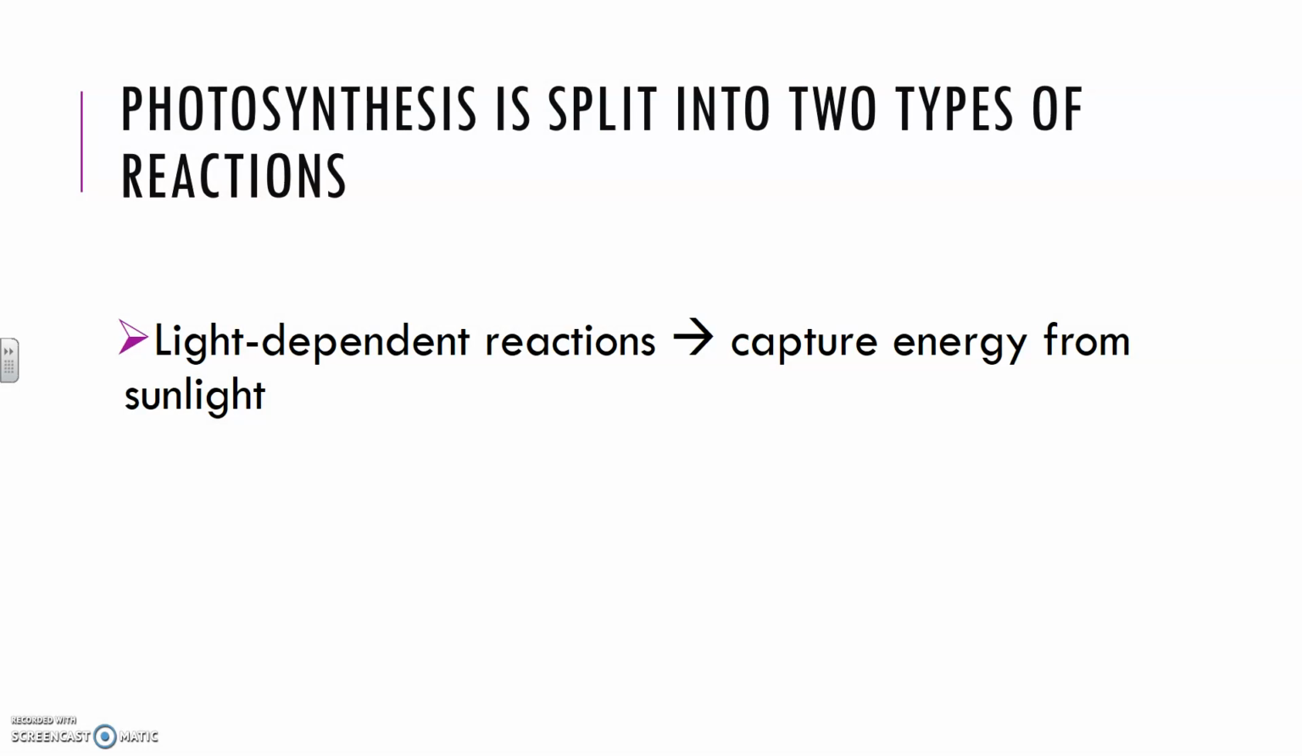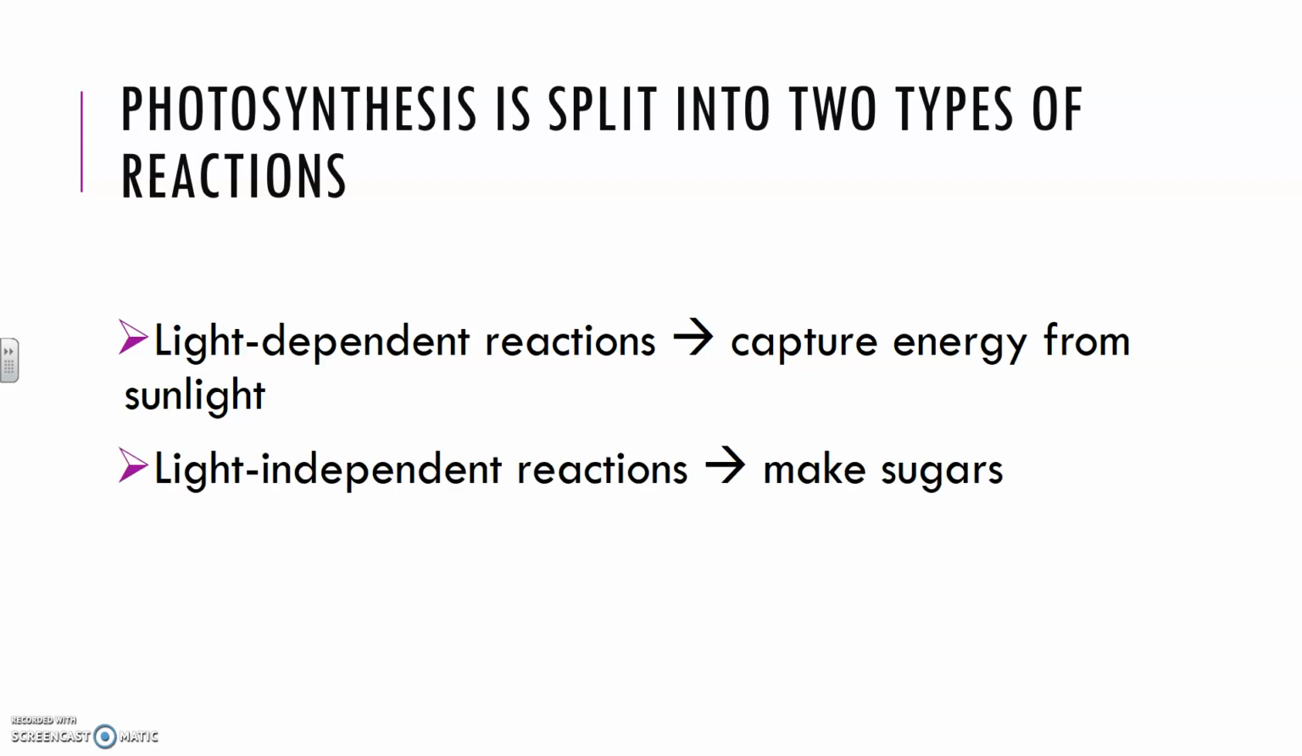Getting into the two types of reactions for photosynthesis. First up, you have your light-dependent reactions. The light-dependent reactions are really just there to capture as much energy from sunlight as possible. They will take in as much energy as they can, and then they will pass that energy along to the light-independent reactions. The light-independent reactions actually make the sugars. They make the glucose or whatever other sugar is going to be made. We're just going to focus on glucose.